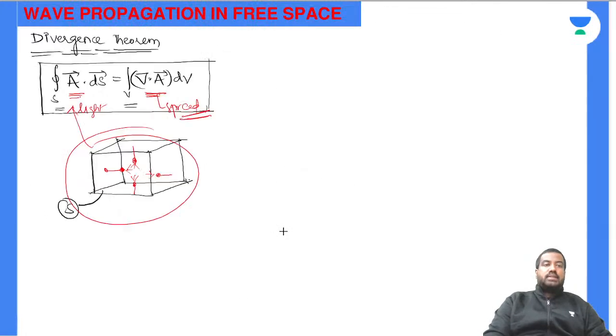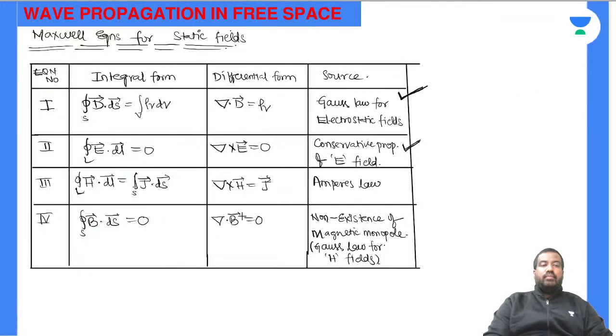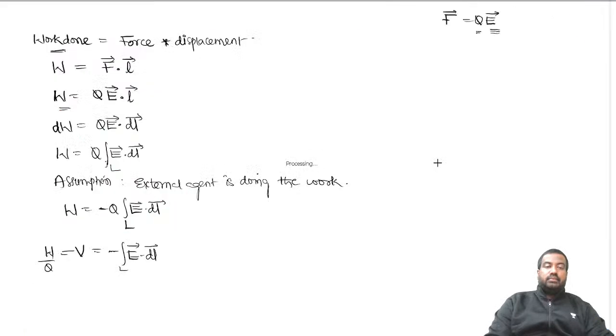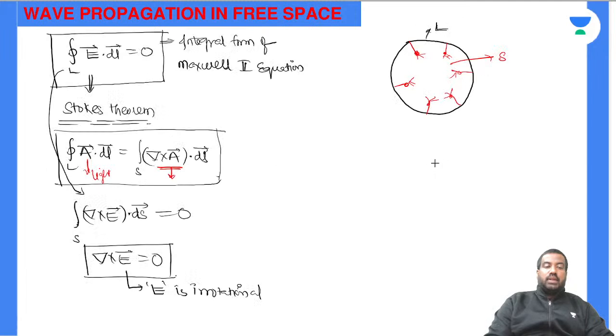So that's the Maxwell second equation. Closed loop integral of E dot dl is 0. That is del cross E is equal to 0. Static electric field is conservative in nature. E is irrotational. E is conservative in nature.